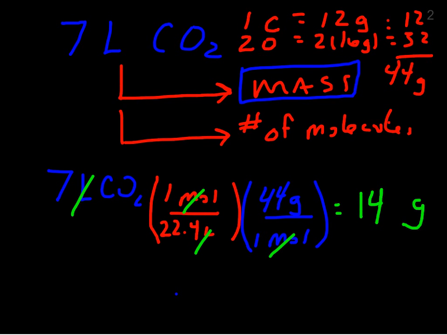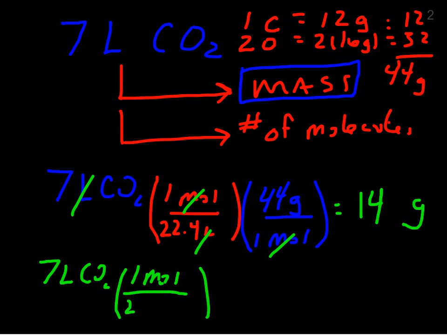All right? Now, if I want to go to molecules, I'll try to do it here so you can see it on the same page. Again, I'm going to start off with what's given, the 7 liters of CO2. The first conversion factor has to get me back to moles, so it's exactly like the one in the previous problem. To convert liters to moles, I'm going to multiply it by 1 mole over 22.4 liters.